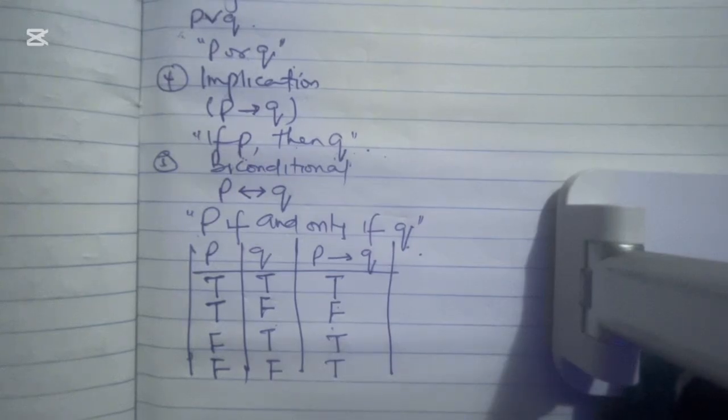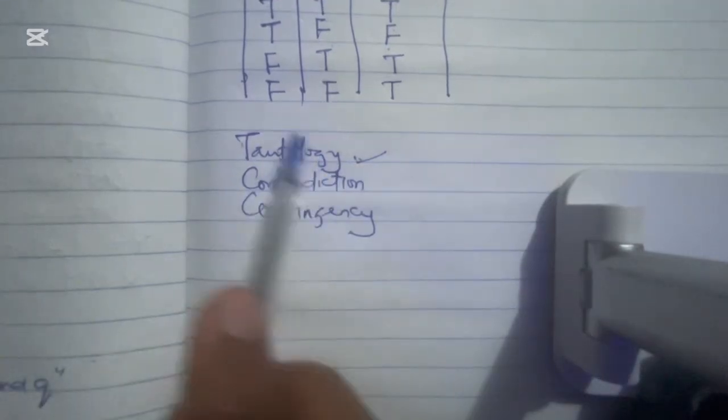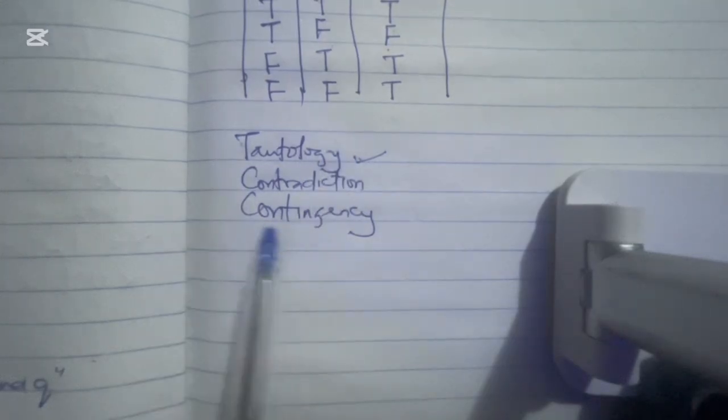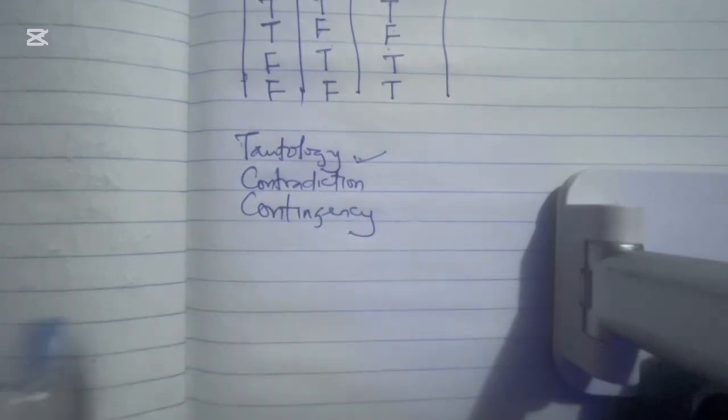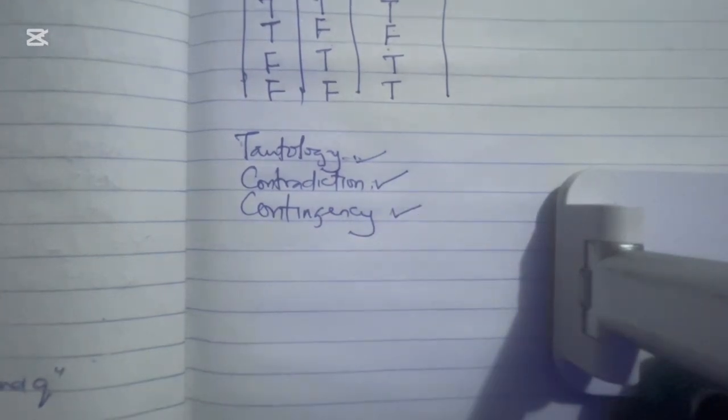Now let's look at what we call types of propositions. We have three types: tautology, contradiction, and contingency. Tautology is always true. That's what tautology means in logic. Contradiction is always false. Contingency is sometimes true, sometimes false. It's like in between.